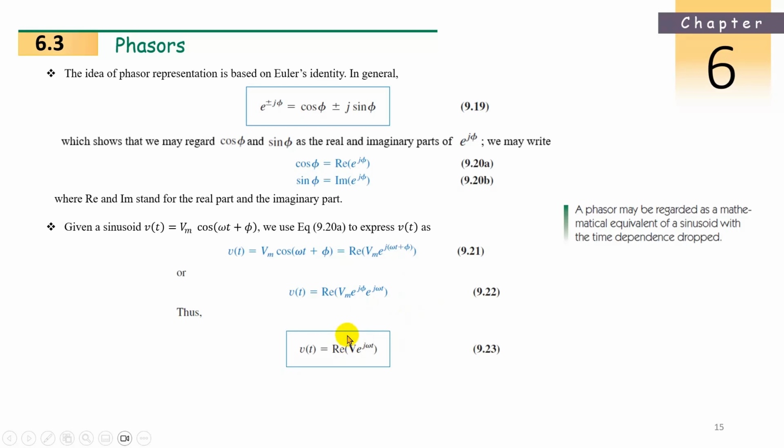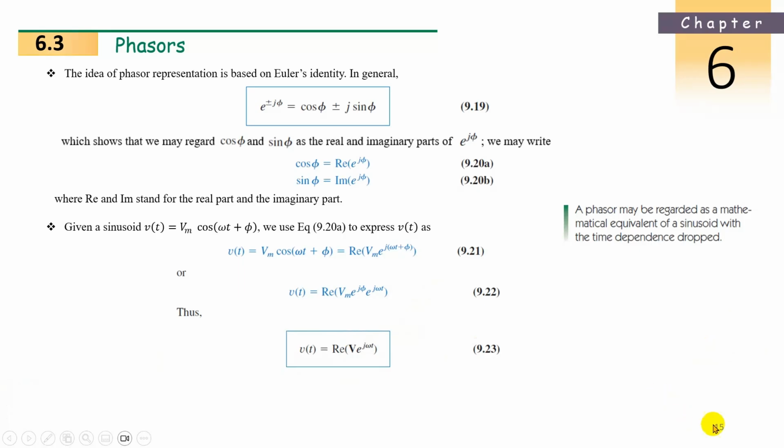So capital V is a constant, Vm e power j phi. The remaining e power j omega t I will keep, which is time dependent. V is not time dependent because it is a phase angle only. Previously, time and phase angle were together in the cosine term, with no separation. Now in phasor form I can separate it and analyze it. I separated the non-time-dependent part, the phasor angle, and the time-dependent e power of j omega t.